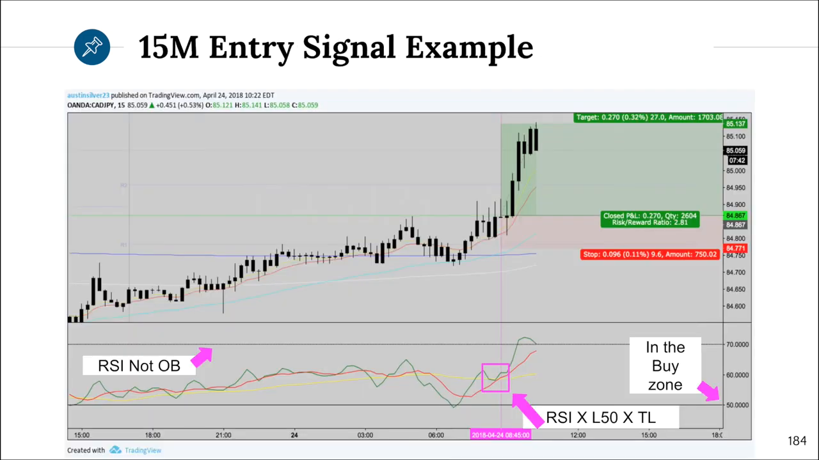Let's go over the 15-minute entry signal in detail. So again, I blew up a 15-minute chart for you here. The first thing we're going to look at is, did this hit overbought? No, RSI never hit overbought. The second thing we're going to look at is the liquid 50 in the trending zone all day, and how long has it been there? Yes, this is in the buy zone all day, telling us this is going to go long.